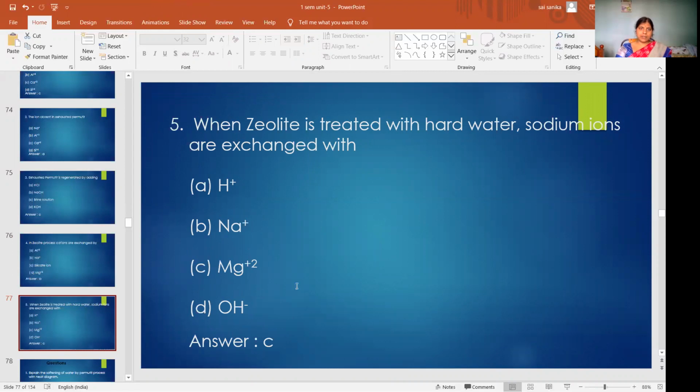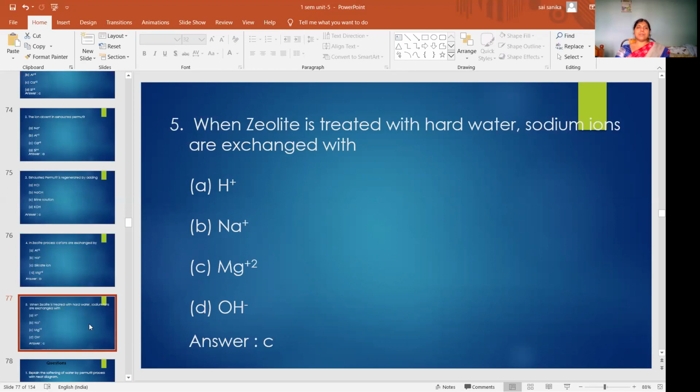Here the ion is given. Which ion? Mg plus 2 or Ca plus 2. So in the options, Mg plus 2 is there. So when zeolite is treated with hard water, sodium ions are exchanged with Mg plus 2 ions. So the answer is C.